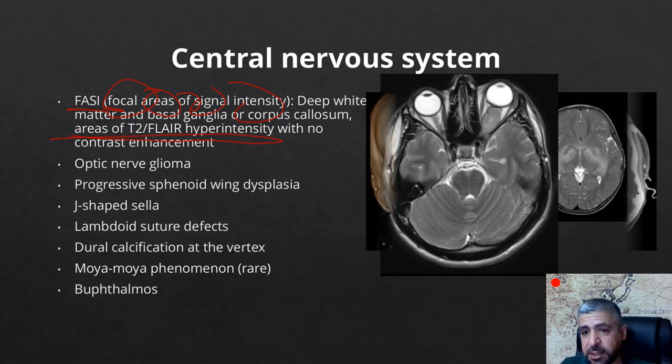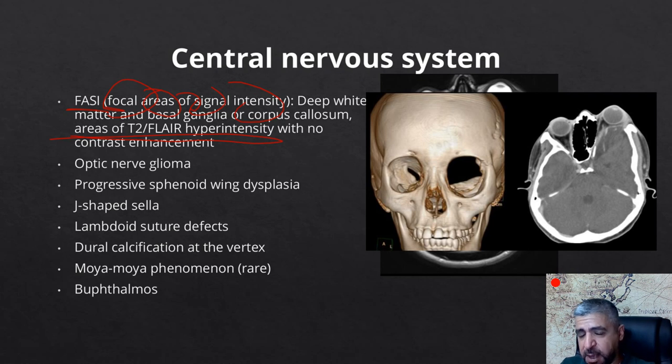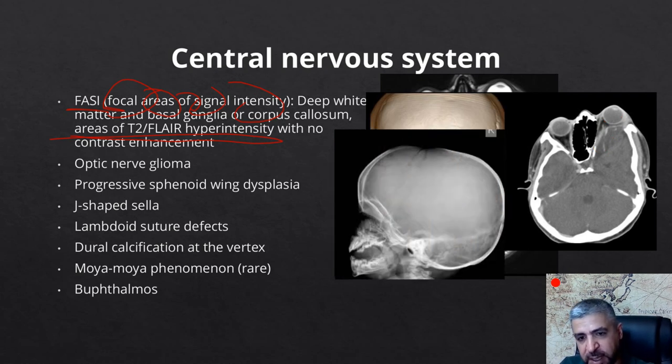Progressive sphenoid wing dysplasia is a skeletal manifestation that affects the sphenoid wing. You can see this sphenoid wing here. It's dysplastic. There's progressive sphenoid wing dysplasia. These are one of the features of neurofibromatosis. Also, we have what's called a J-shaped sella, like here. You can see the sella turcica here is of abnormal J shape. These are also criteria of neurofibromatosis type 1.